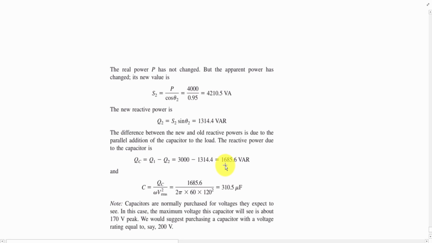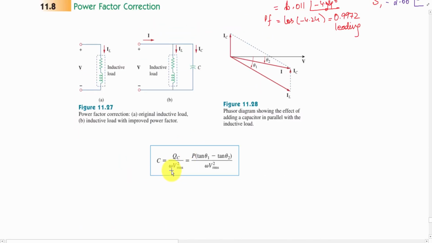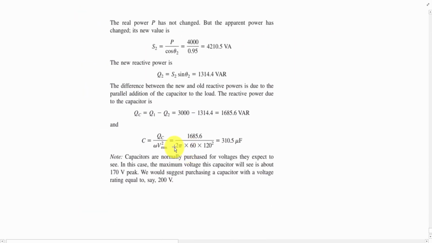So C equals, using the formula given in your book, QC divided by omega V squared. So that is 2 pi 60 hertz into 120 squared. In our country that would have been 2 pi 50 into 220 squared, and that would give the new value for the capacitor here.